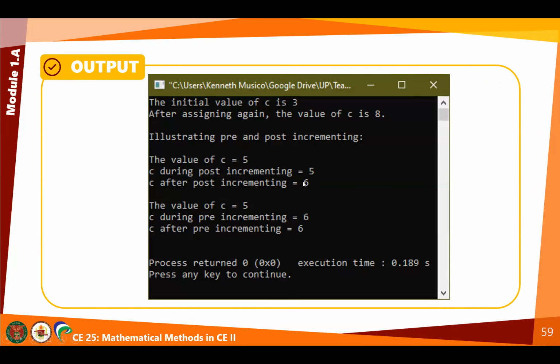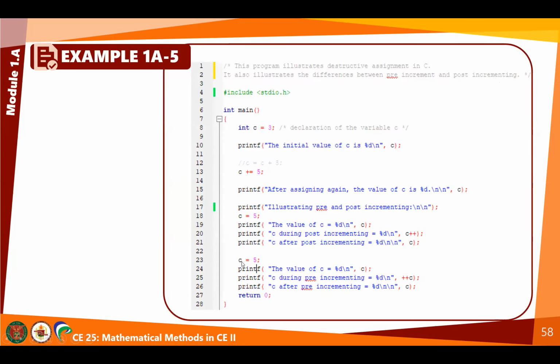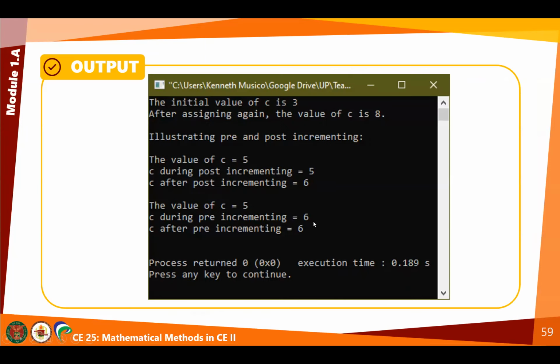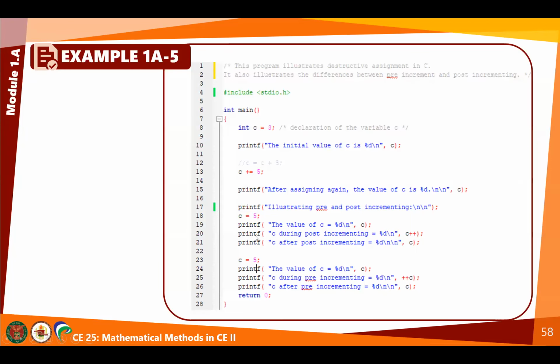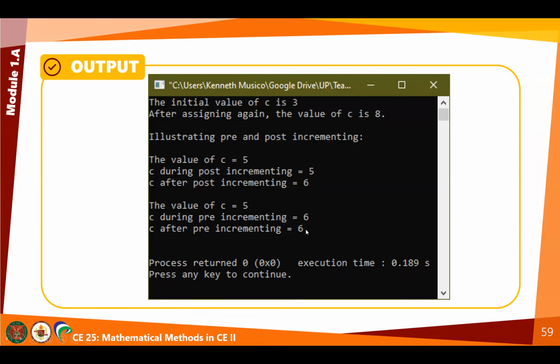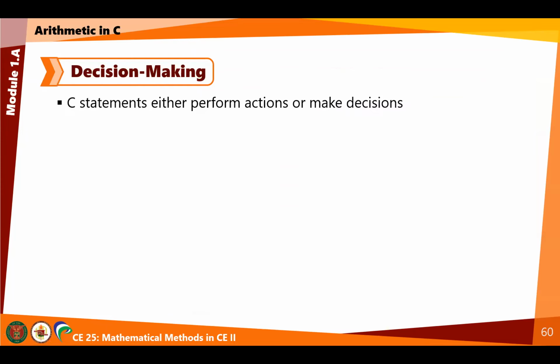So, C after post-incrementing. So, 6. Yan siya. Now, for pre-incrementing, again, you assign a value of 5. So, what you expect here is 5, which is this. And then C during pre-incrementing. So, nauna yung plus plus. So, what you should expect here is that yung value na lalabas ay na-add na yung 1. Okay, so 6 na siya. At that line na. Then after pre-incrementing, of course, wala naman nang nagbago sa C. So, it is 6. Okay, gets naman? Opo. Okay, yan, malinaw.